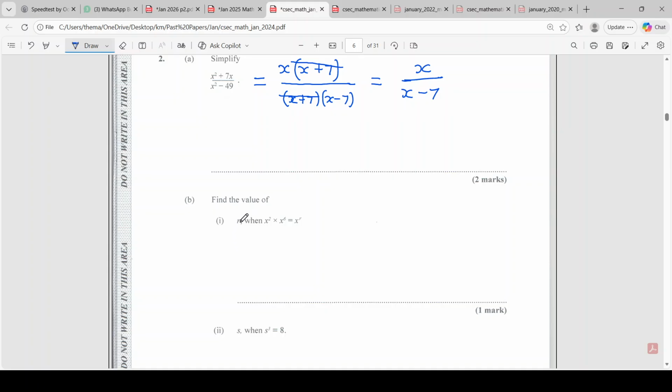Right. Part B. Find the value of r when x squared by x to the power 6 equals x to the power r. So r is this little letter on top right here. When you're multiplying terms with the same base, we add the indices. So x squared by x to the 6 is equal to x to the 6 plus 2, which is 8. So we could equate and see r is equal to 8.